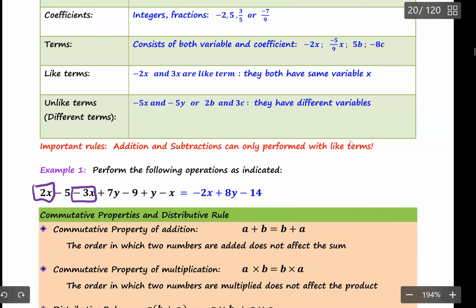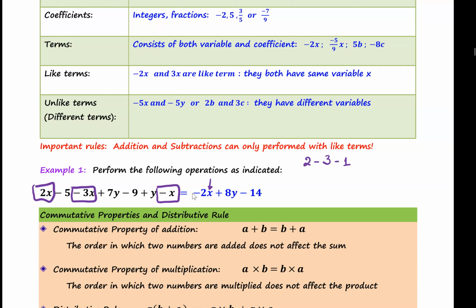-3x. Make sure you include the sign in front of the coefficient as well, okay? And then I also have this as well, negative x. So if I perform this operation, you see that I leave the x as a variable. How do I get negative 2? I got this negative 2 by taking 2, subtract 3, subtract 1. Okay, so use your calculator, take 2, subtract 3, subtract 1. I should have minus 2 as the answer.